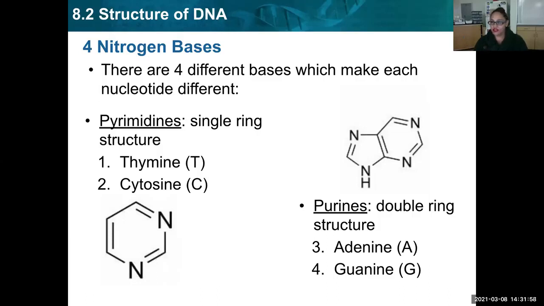2 of the nitrogen bases are called pyrimidines. And they are recognizable because they have just a single ring structure. They just look like one ring. In the picture, it's an actual hexagon, but we just call it a ring. We don't call it a hexagon.